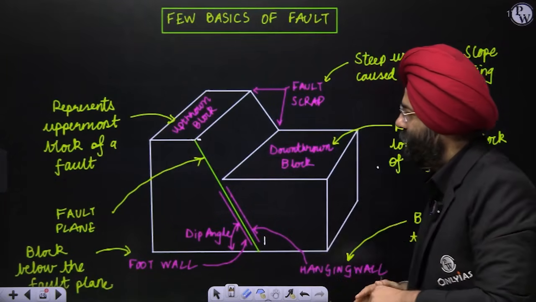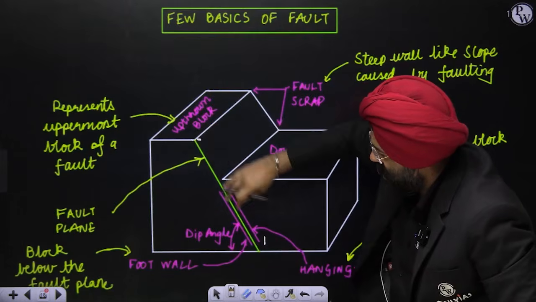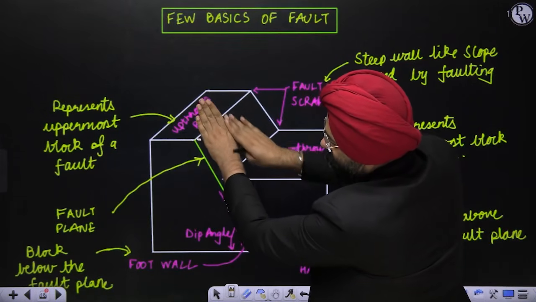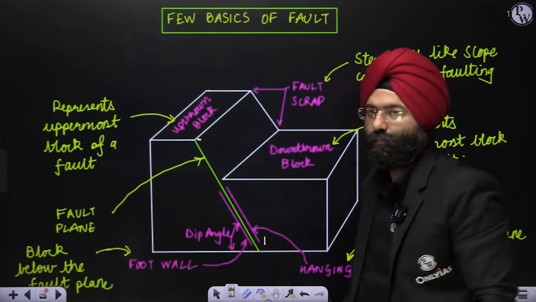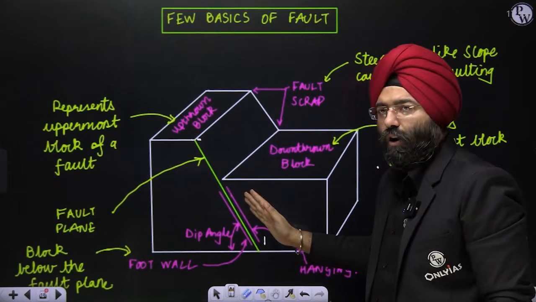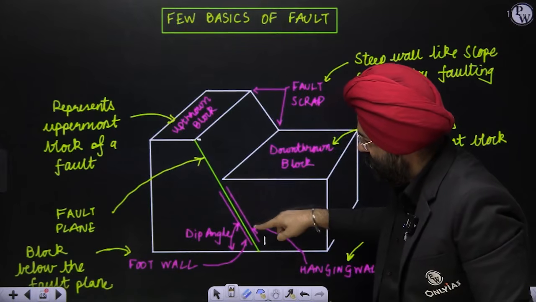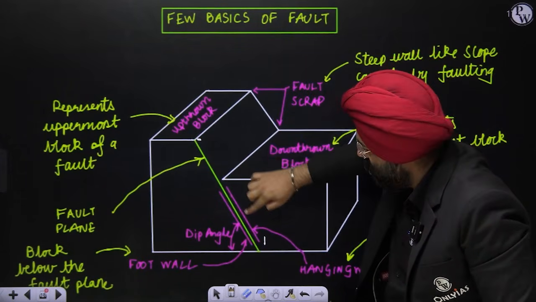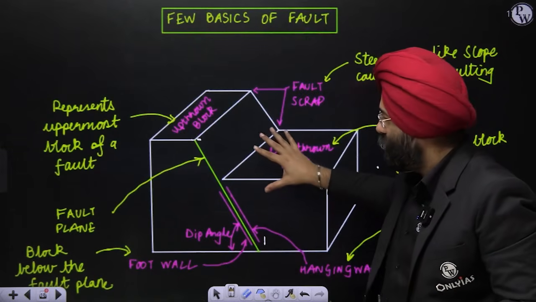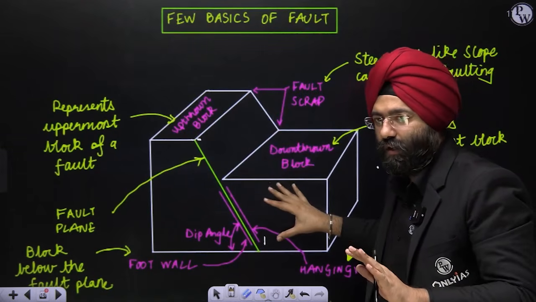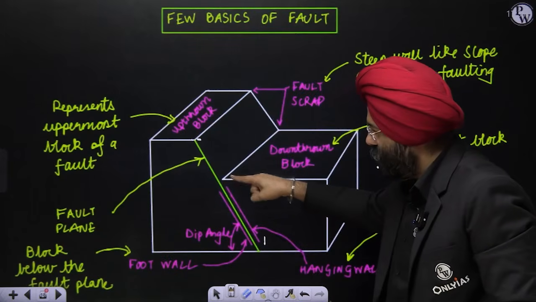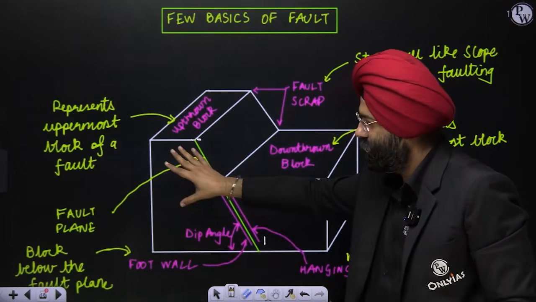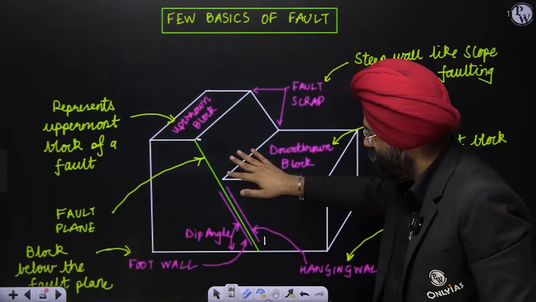Now see here, what does this line represent? This is a line through which basically this movement is taking place. This is known as the fault plane. Along the fault plane, this particular part which is associated with the movement of the block, this wall will be known as what? The hanging wall. Why hanging wall? Because this is a block which is moving down actually. Now this which is stagnant over here, this is known as the foot wall.